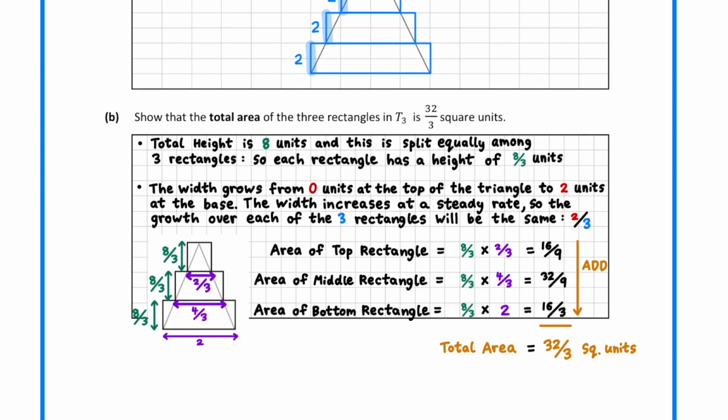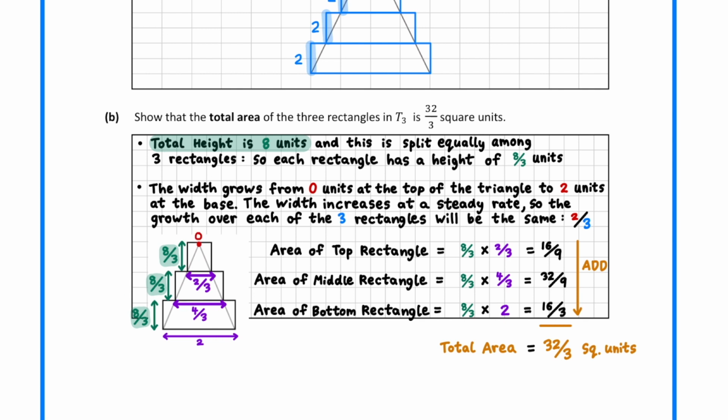In part B, we must find the total area of the three rectangles in T3. The triangle is 8 units tall, and this is evenly split among the three rectangles, so each rectangle will have a height of 8/3 units.